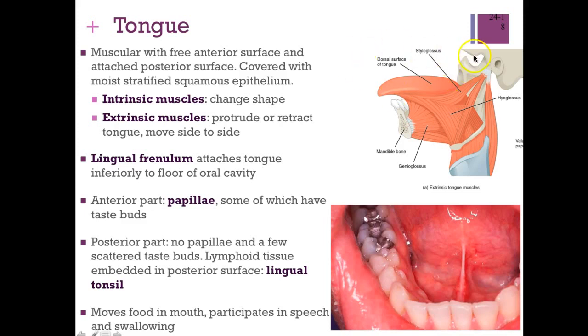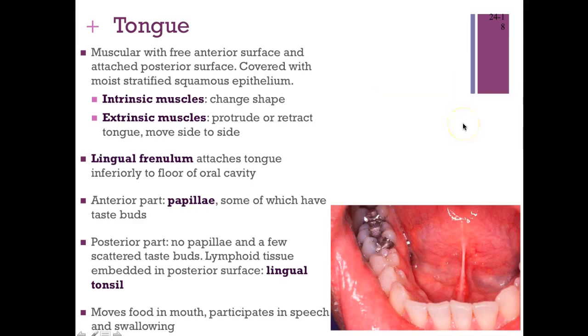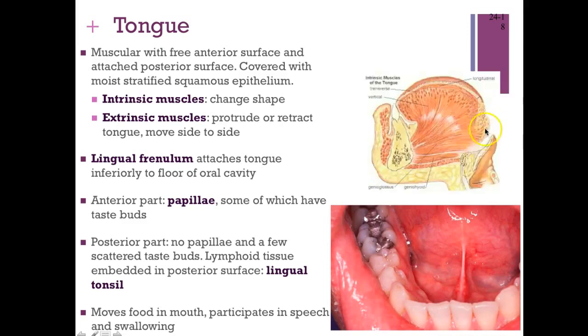But if we look at the tongue more posteriorly, we're not going to have any papillae there and fewer taste buds. We do have some lymphoid tissue associated with the tongue, and that's going to be found at the base of the tongue. I think I have it in this picture here. This is your lingual tonsil. So the job of the tongue is really to move the food around in the mouth. We utilize it in speech and also in swallowing.